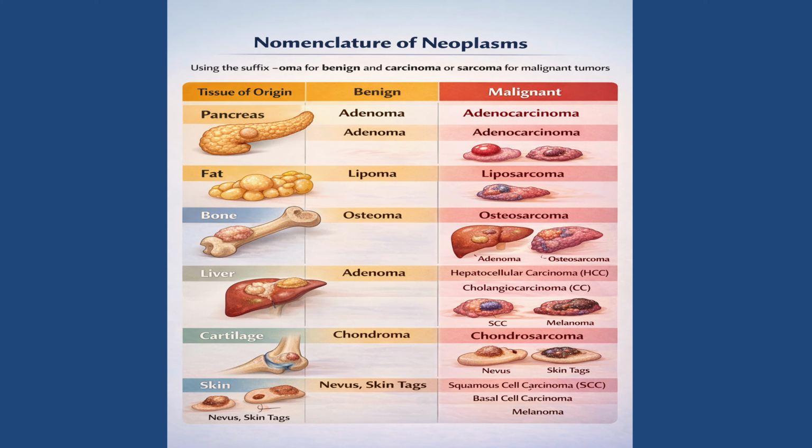Nomenclature means naming of something, and nomenclature of neoplasms is naming of the different types of neoplasms. This is based on tissue type, just to reiterate, such as lipoma versus liposarcoma. So when you hear sarcoma, then you know it's malignant. Or adenoma versus adenocarcinoma.